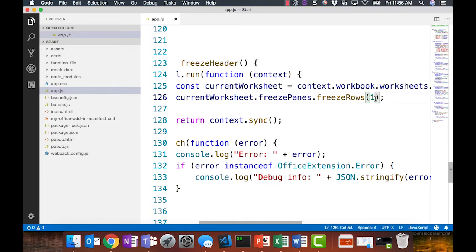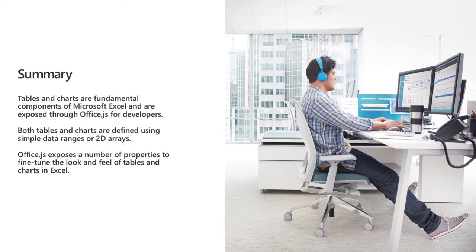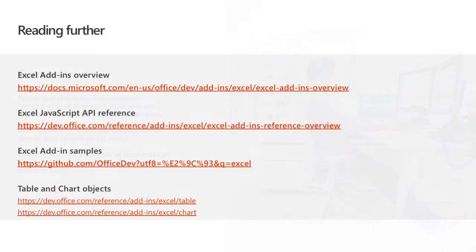So this demo showed you how I could do a bunch of different things with my add-in inside of Excel, such as creating a table, filtering, sorting the table, and creating a chart and freezing the header. In summary, tables and charts are fundamental components of Microsoft Excel and are exposed through office.js for developers. Both tables and charts are defined using sample data ranges or 2D arrays. Now, office.js exposes a number of properties to fine-tune the look and feel of tables and charts inside of Excel.